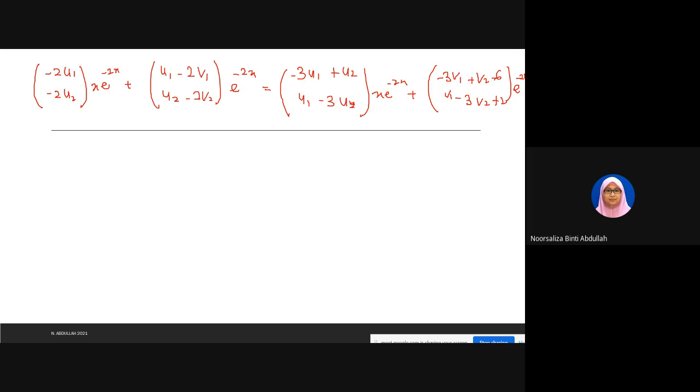Nampak tak dia punya pattern kiri dan kanan sama kan? Here you have x exponent x. This one also you have x exponent x. This one you just have exponent. This one also exponent saja. Okay. Then you compare this one with this one. The one with x first. Okay. Then you will get, okay, minus 2u1 minus 2u2, okay, equals to this one, okay, minus 3u1 plus u2, u1 minus 3u2.